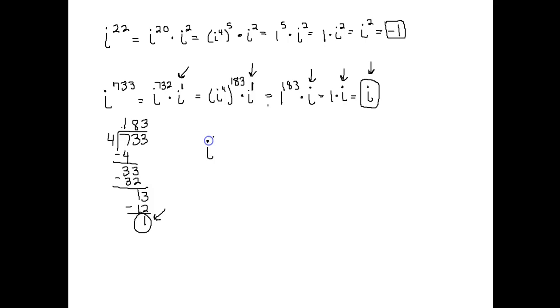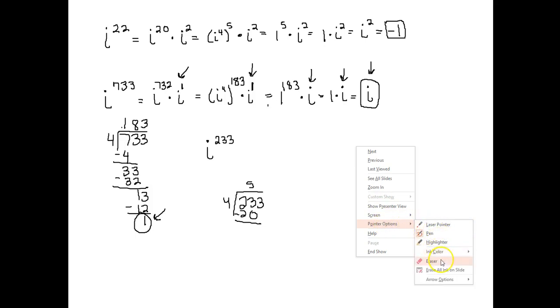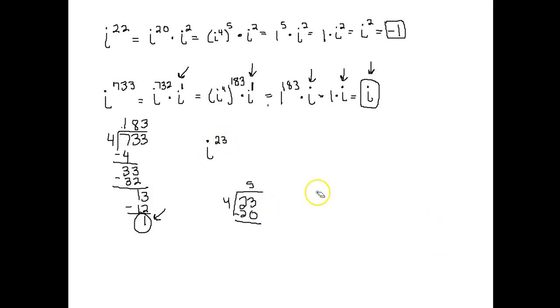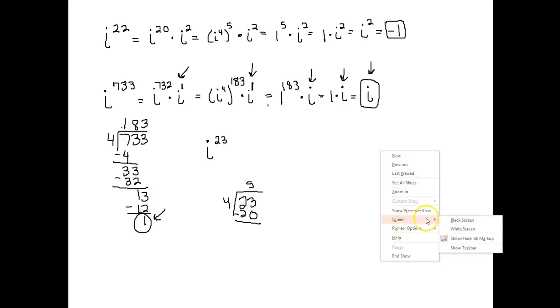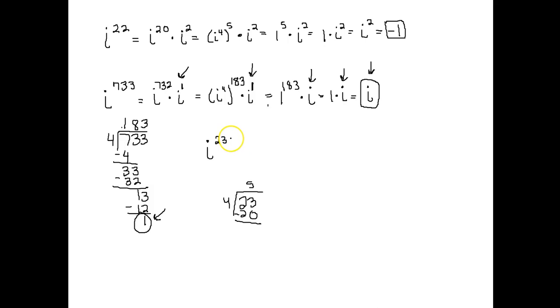So let's do one more. Let's say we have i to the 233rd power. We'll just divide 233 by 4. You know what? I don't like that one. I was trying to find one with a different exponent just so you can see something a little different. So let's change that from 233 to 235. Hopefully that doesn't confuse anybody. Sorry. Okay, 3, bring down the 5. 4 times 8 is 32. And we get a remainder of 3.